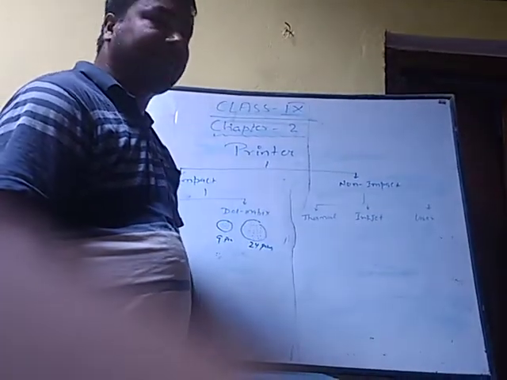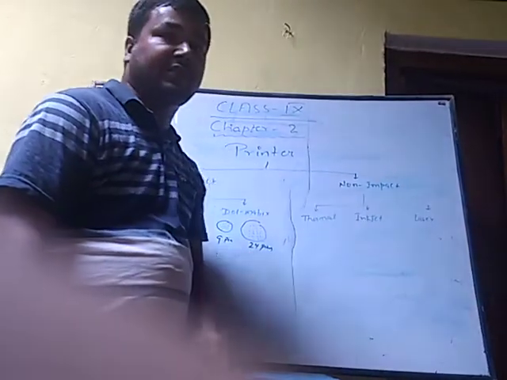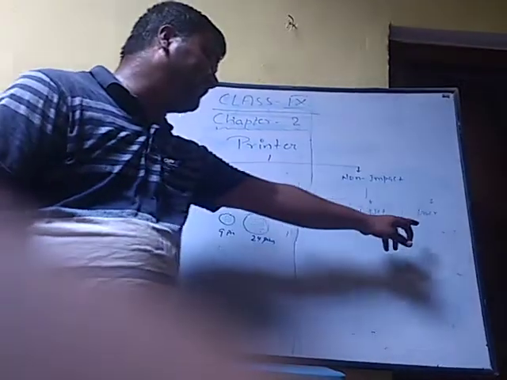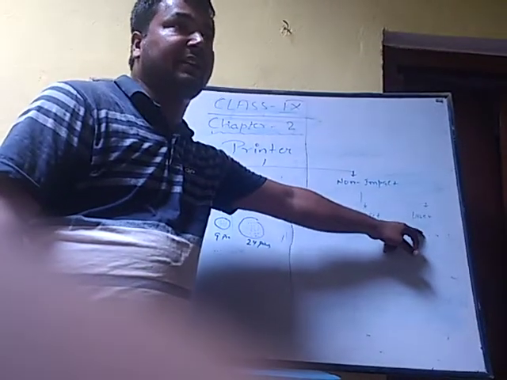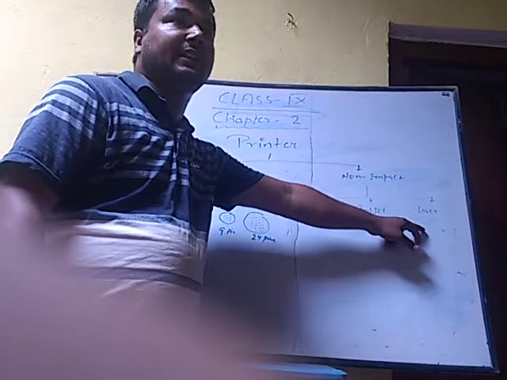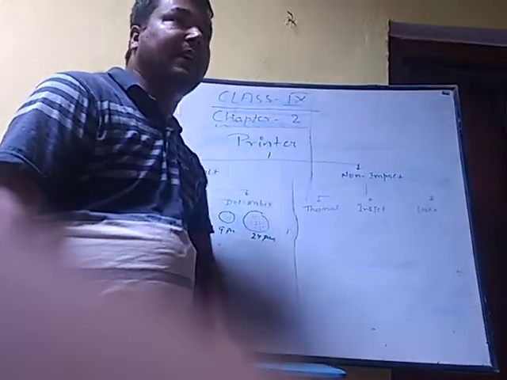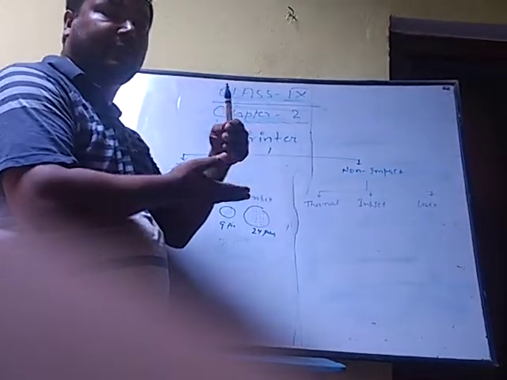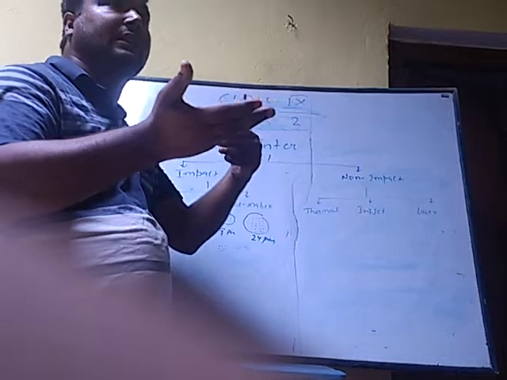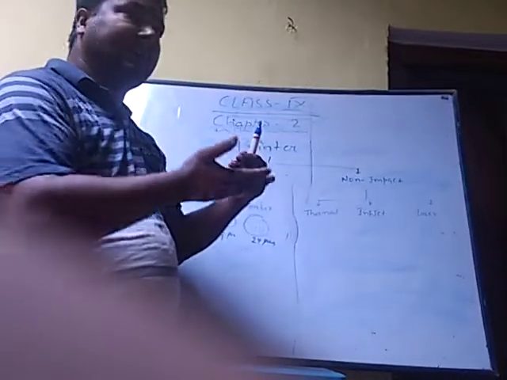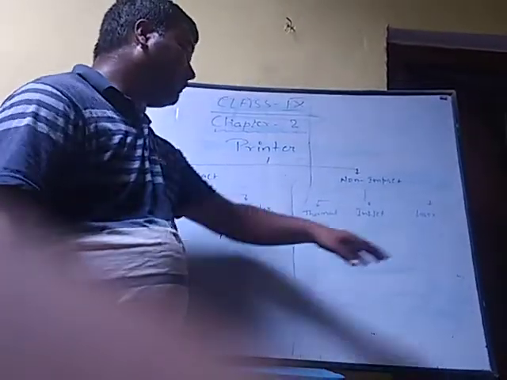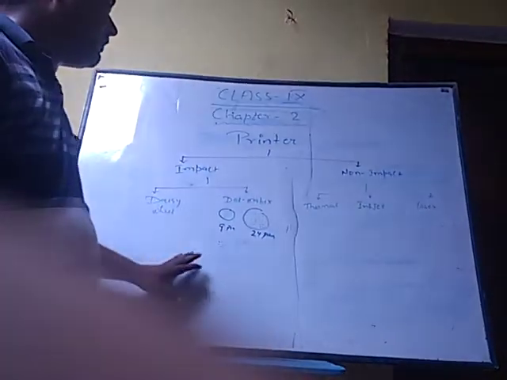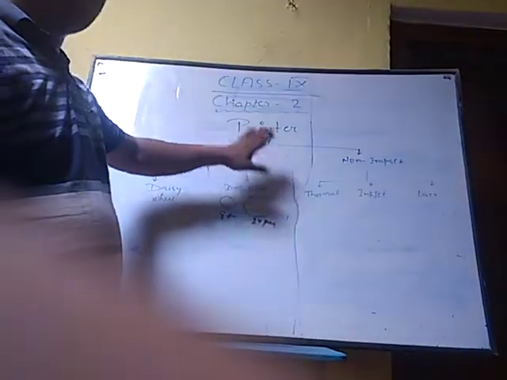After that, laser printer. This is the latest technology printer. It uses photocopy technology. Its printing speed is very high, printing quality is very high, printing cost is very high, and picture quality is very high. It uses laser technology. That means, as you have seen in a photocopier, a laser beam passes through it and it starts producing the output. So now you have understood about this type of printers. So this is the second type of output device.